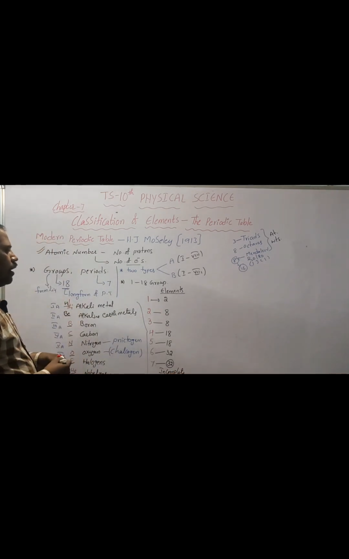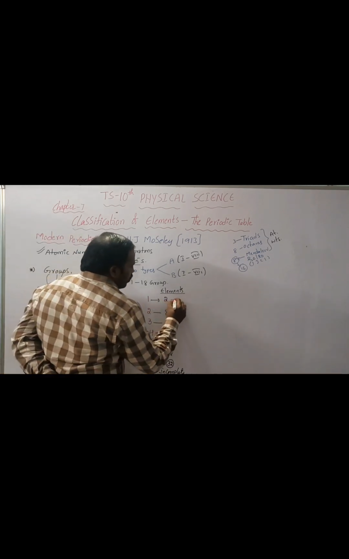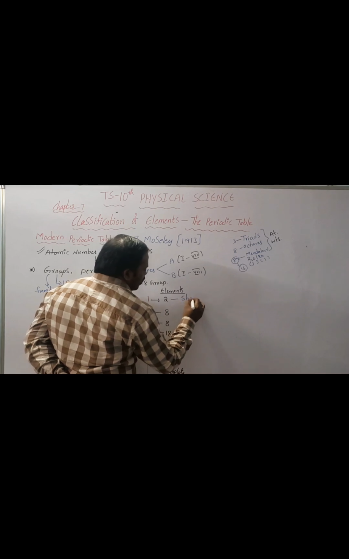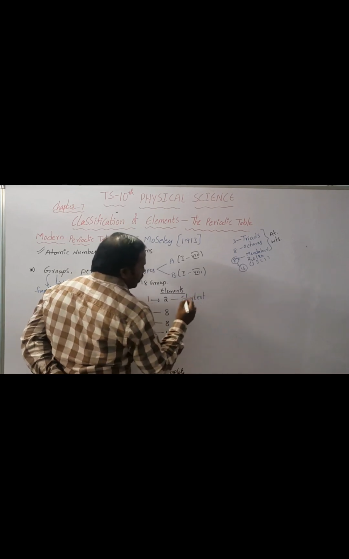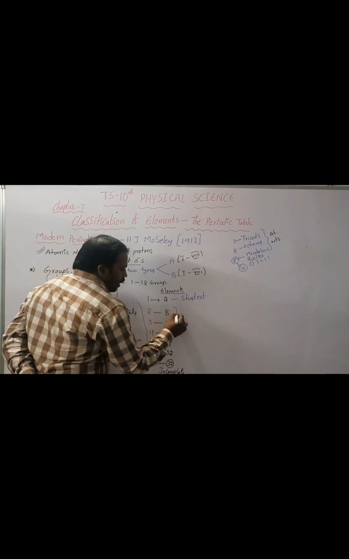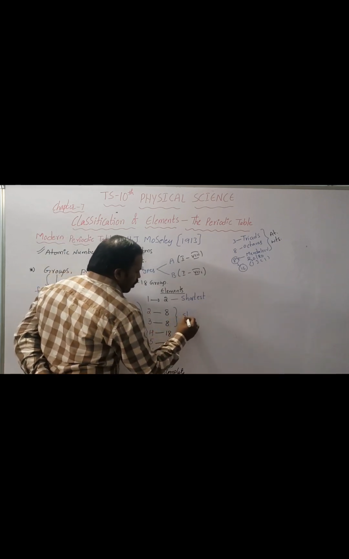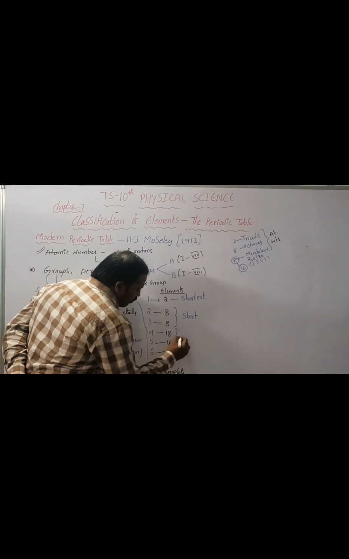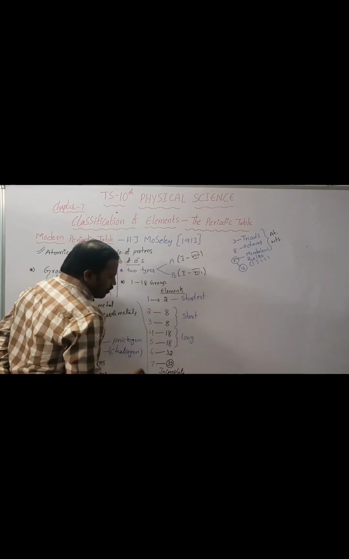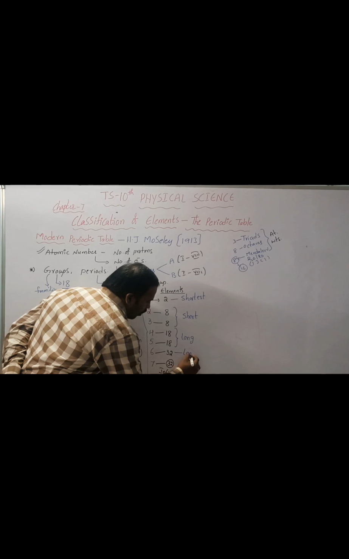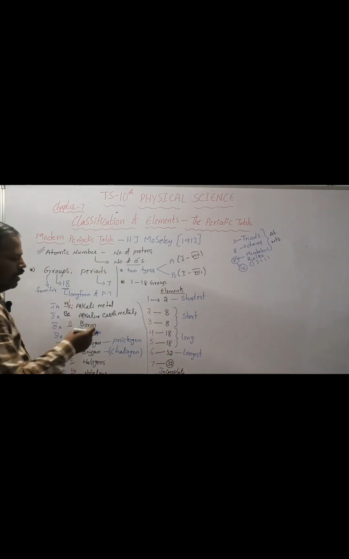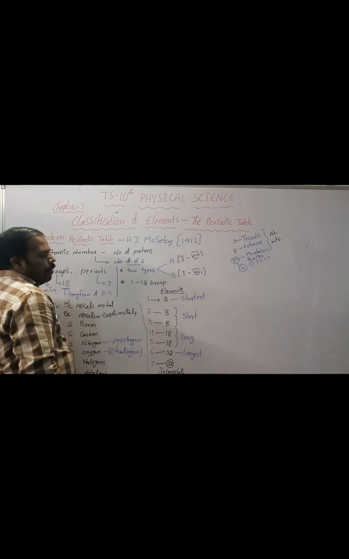Based on this, we can give one statement here. The first period is also called the shortest period. The second and third periods are called short periods. The fourth and fifth are long periods. The sixth period is the longest period. And the seventh one is an incomplete period.